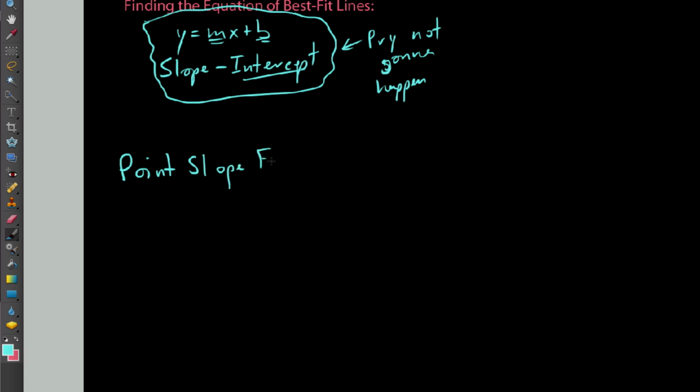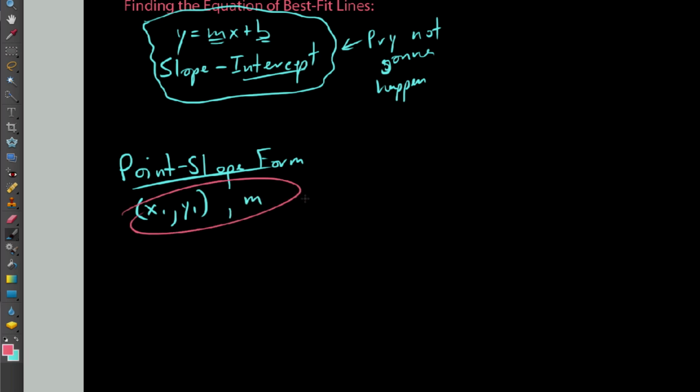Point slope form of a line, which would indicate we're going to need to know two things if we're going to use point slope form. We need some point on the line. We'll call this point x1, y1, and we need m. So let's write ourselves a little note here. If we're going to use this, this is what we need when we make our line.